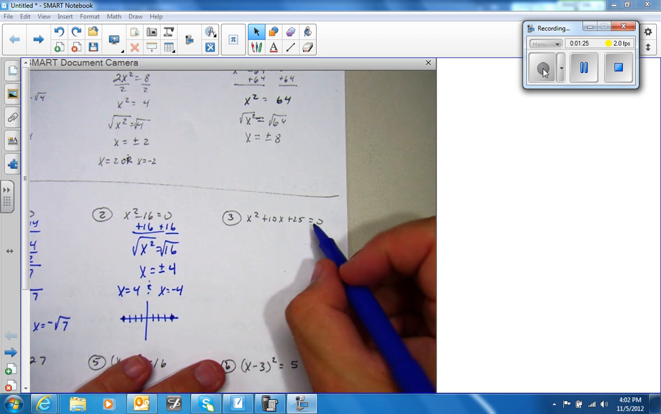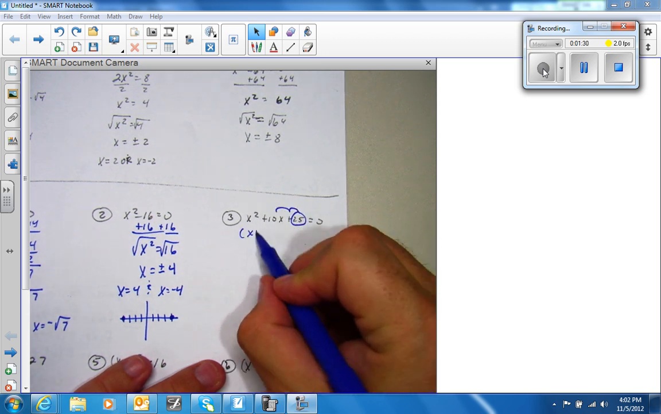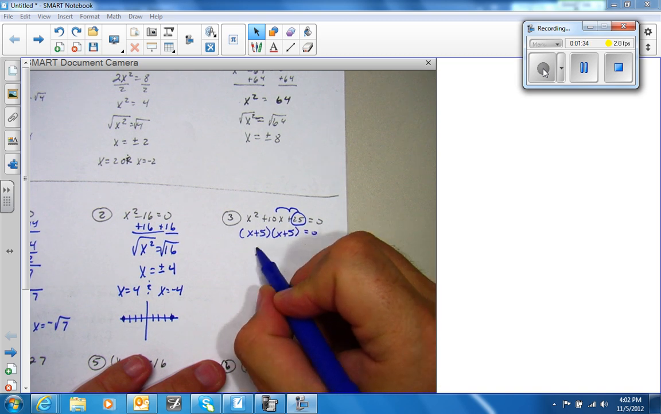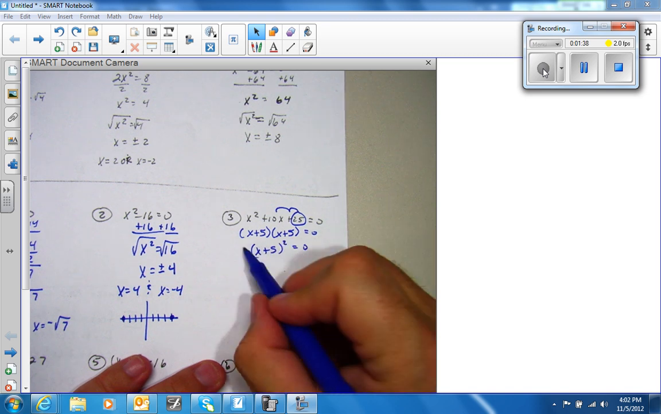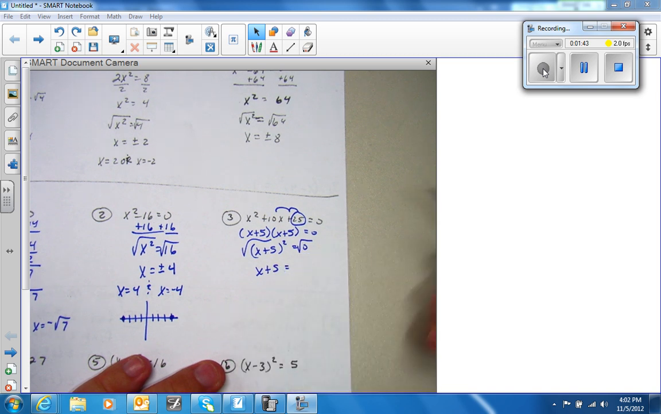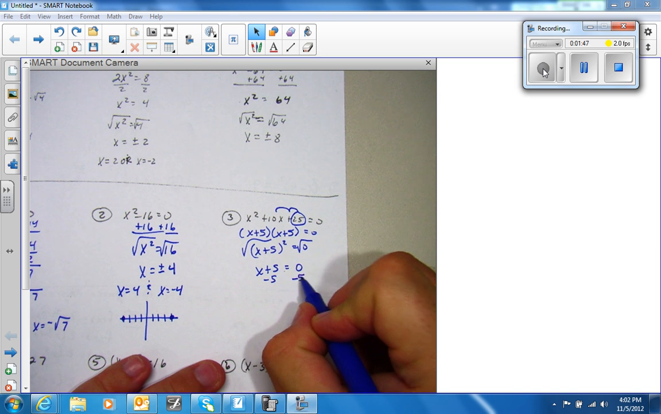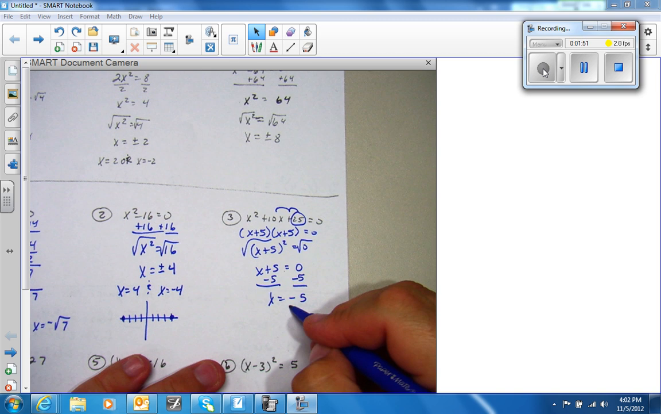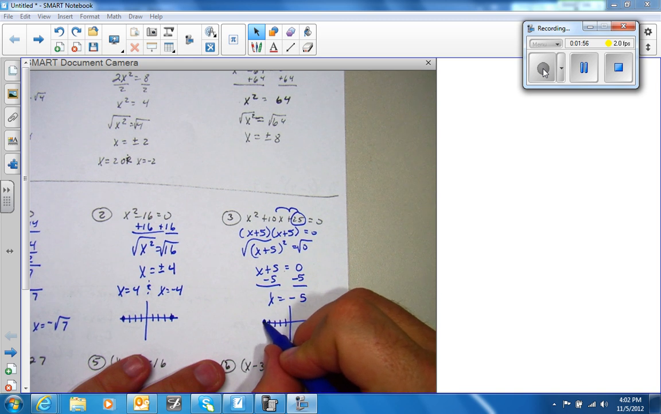So on this particular one, remember, what are the factors of 25 that add to give 10? Well, this is x plus 5, x plus 5. And so you get x plus 5 squared is equal to 0. Take the square root of both sides, and the square root of 0 is just 0. So we're going to subtract 5 from both sides, and x is equal to negative 5. So again, on a graph, 1, 2, 3, 4, 5, you'd have a root right there. Okay?